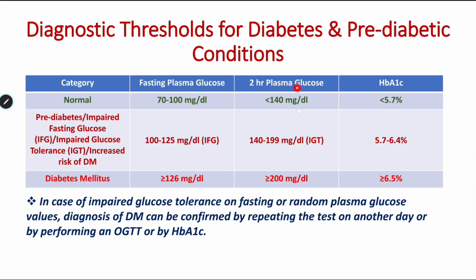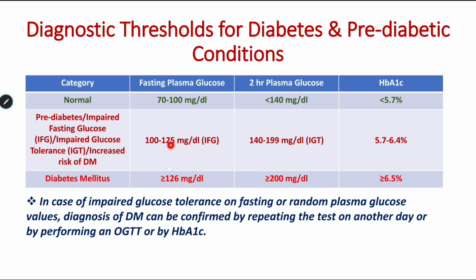2-hour plasma glucose is either 2 hours after a full meal or 2 hours post oral glucose tolerance test. If it is less than 140 milligram per deciliter, it is normal. 140 to 199 milligram per deciliter is known as impaired glucose tolerance, and more than or equal to 200 milligram per deciliter is diabetes.